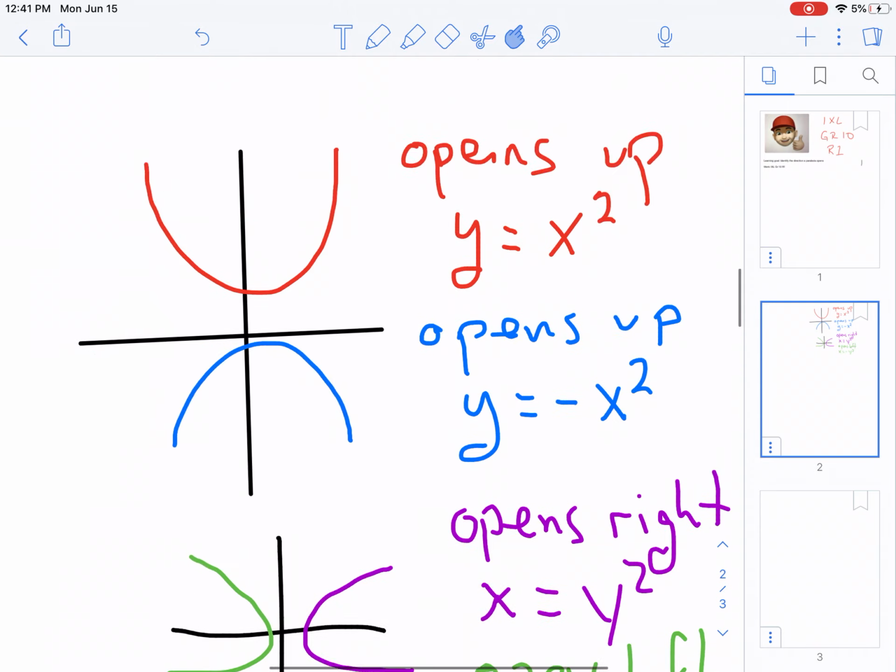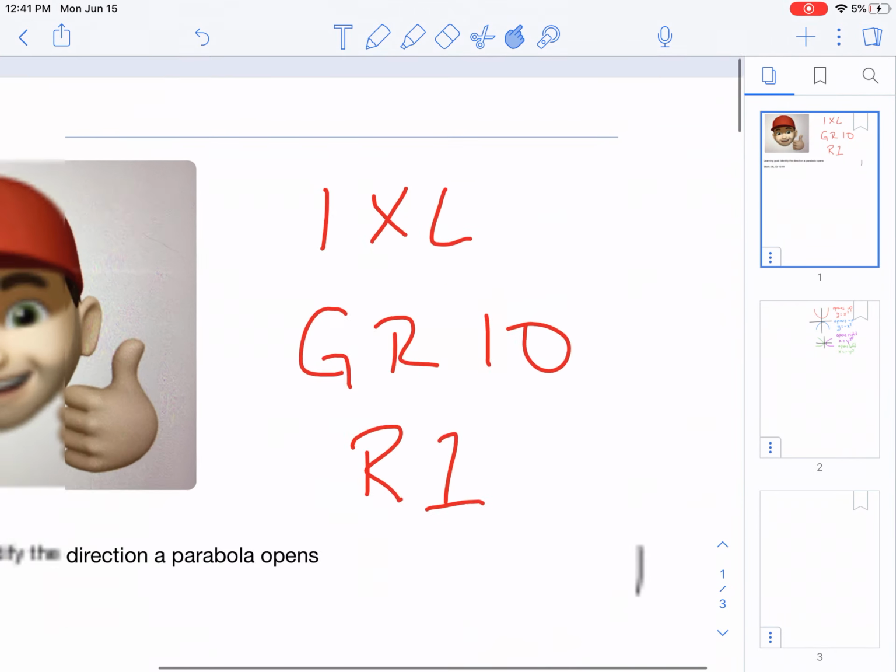Okay? So the work for today is in IXL, grade 10, R1.